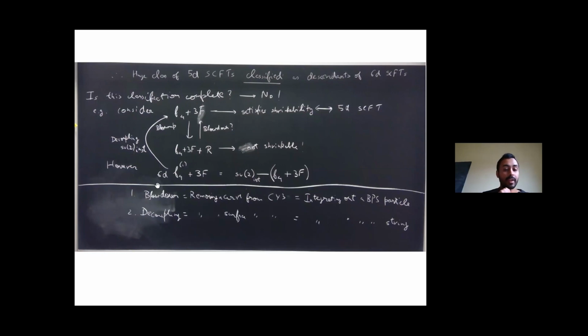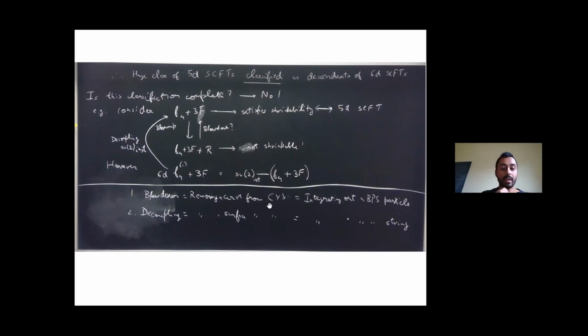So so far we have looked at two ways of producing 5D SCFTs, or of producing shrinkable Calabi-Yau threefolds. The first of them is a blow down, starting from an elliptically fibered Calabi-Yau threefold, and the other one is a decoupling of a surface starting from an elliptically fibered Calabi-Yau threefold. The blow down can be thought of as removing a curve from the Calabi-Yau threefold, and decoupling can be thought of as removing a surface from the Calabi-Yau threefold.